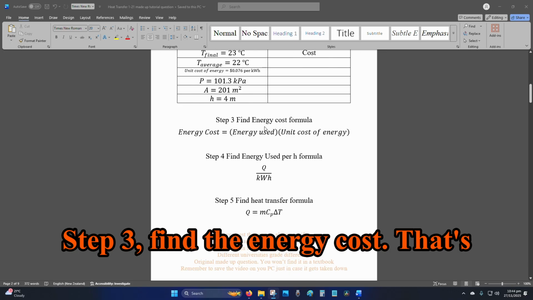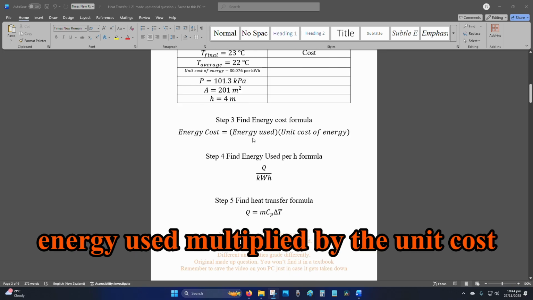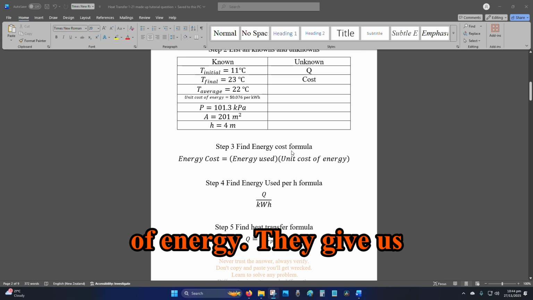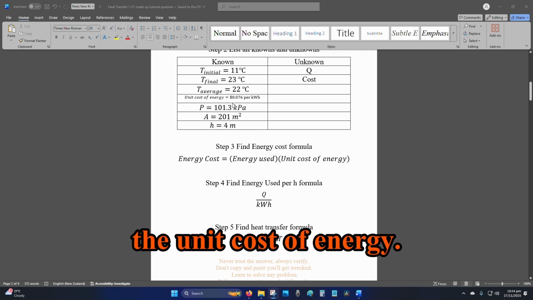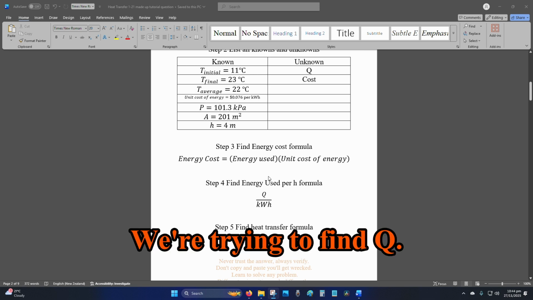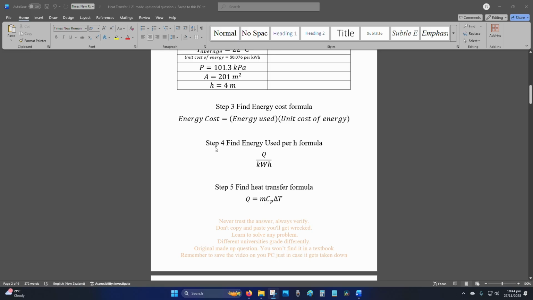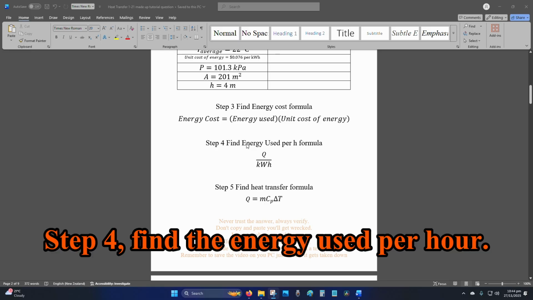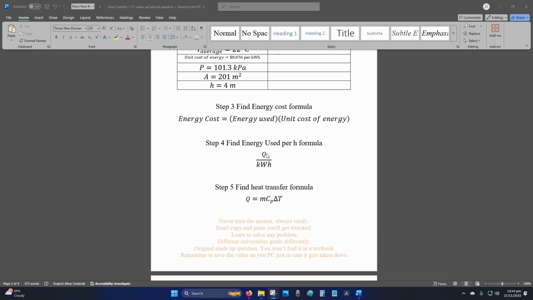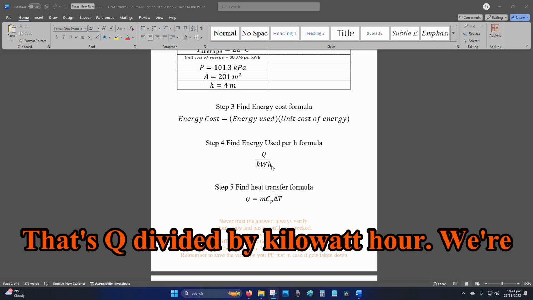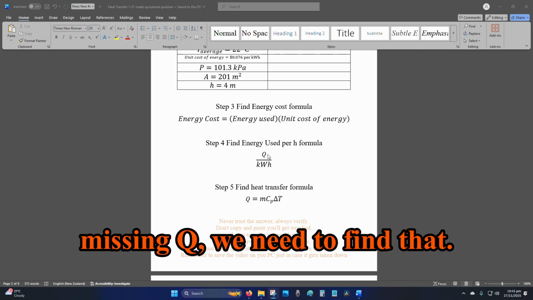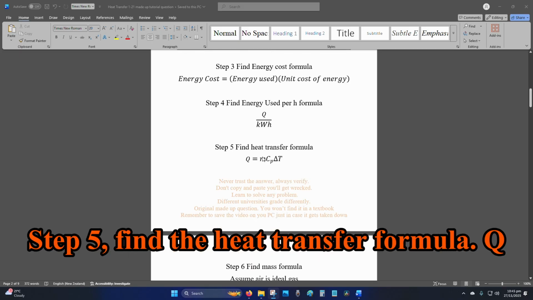Step 3, find the energy cost. So that's energy used multiplied by the unit cost of energy. They give us the unit cost of energy. So we're trying to find Q. Step 4, find the energy used per hour. So that's Q divided by kilowatt hour. We're missing Q. We need to find that.